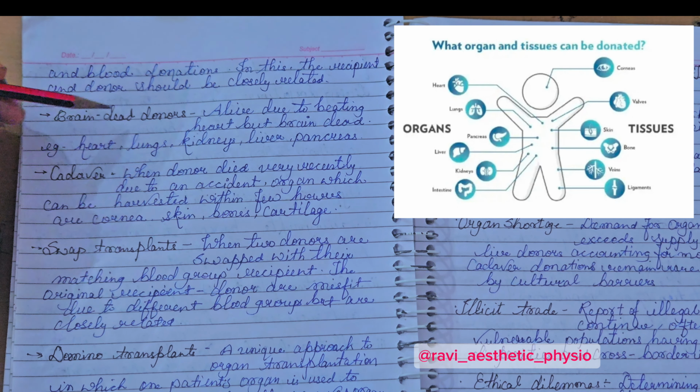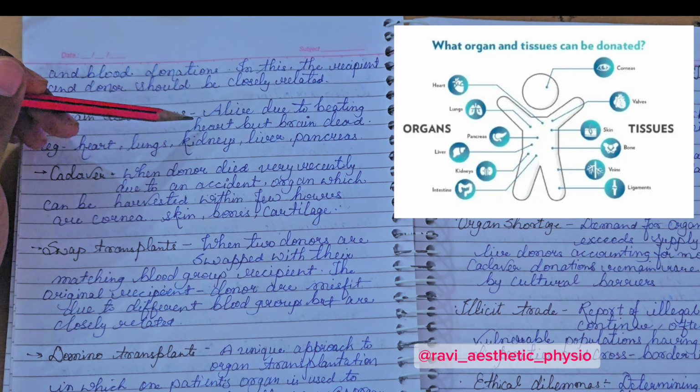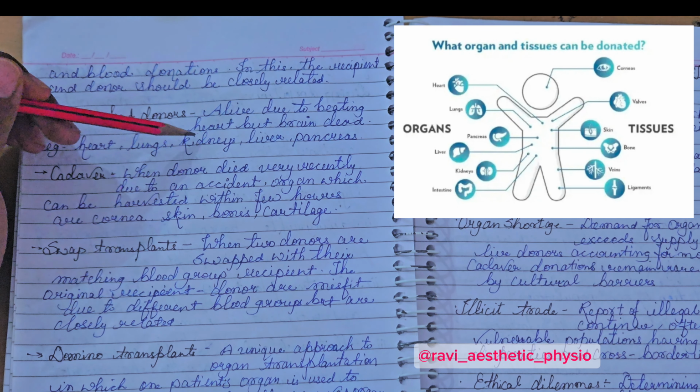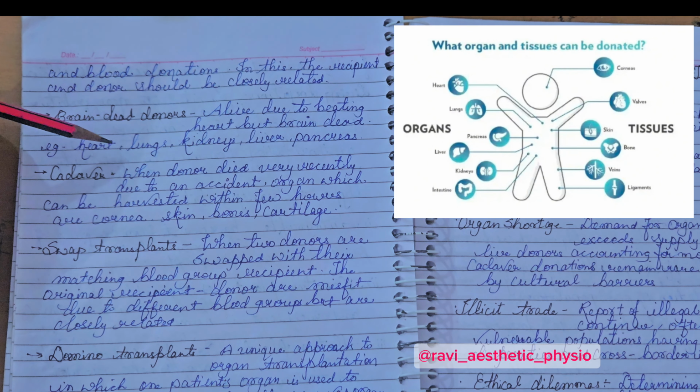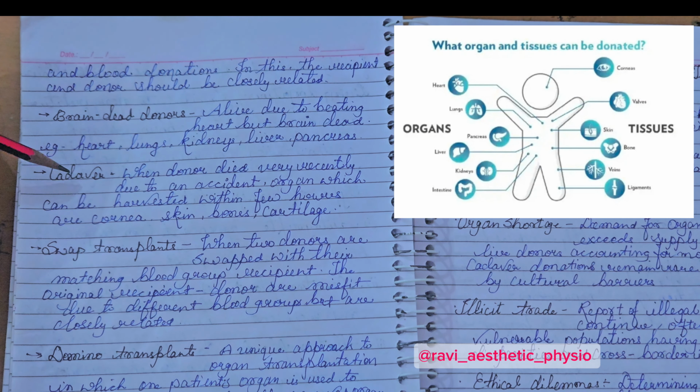Brain dead donor. The person is alive due to a beating heart, but brain dead; examples are heart, kidney, liver, and pancreas. So the patient is completely bedridden. Take one example of a cancerous patient who can share organs like heart, kidneys, and lung with a good healthy person to live their life. Next is cadaver.